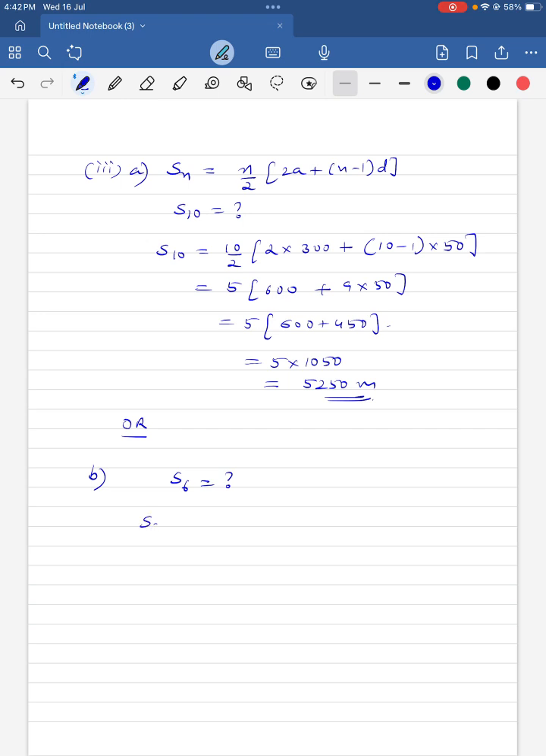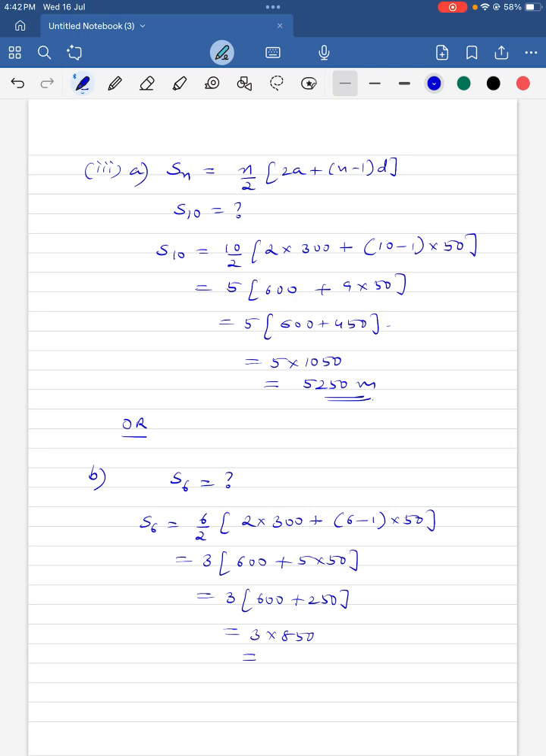Okay, so S6 will be equal to 6 by 2 into 2a, which is 300, plus n minus 1, that is 6 minus 1 times 50. So that's equal to 3 into 600 plus 5 into 50, which is 250. 3 into 600 plus 250, which is 3 times 850. And that's equal to 2550 meters.